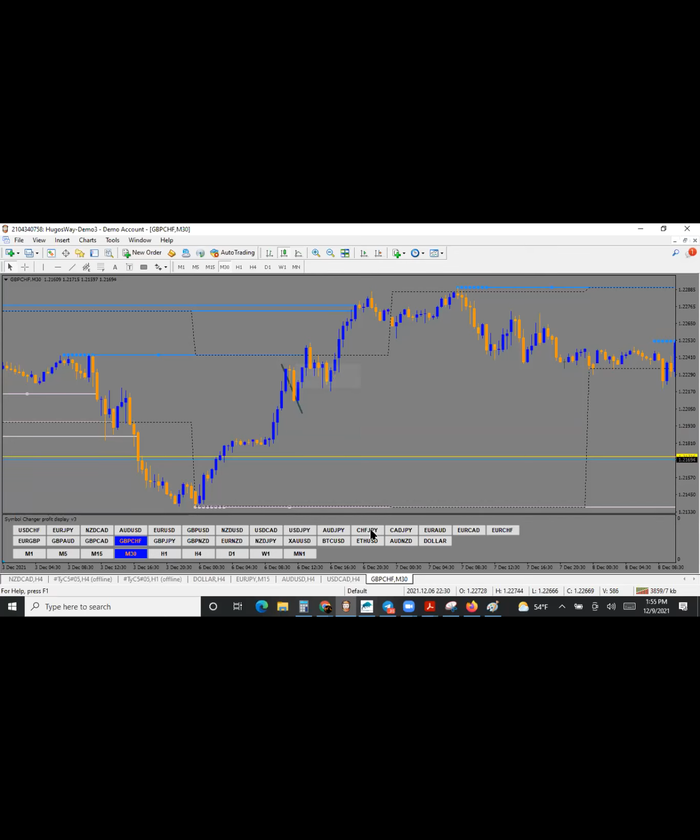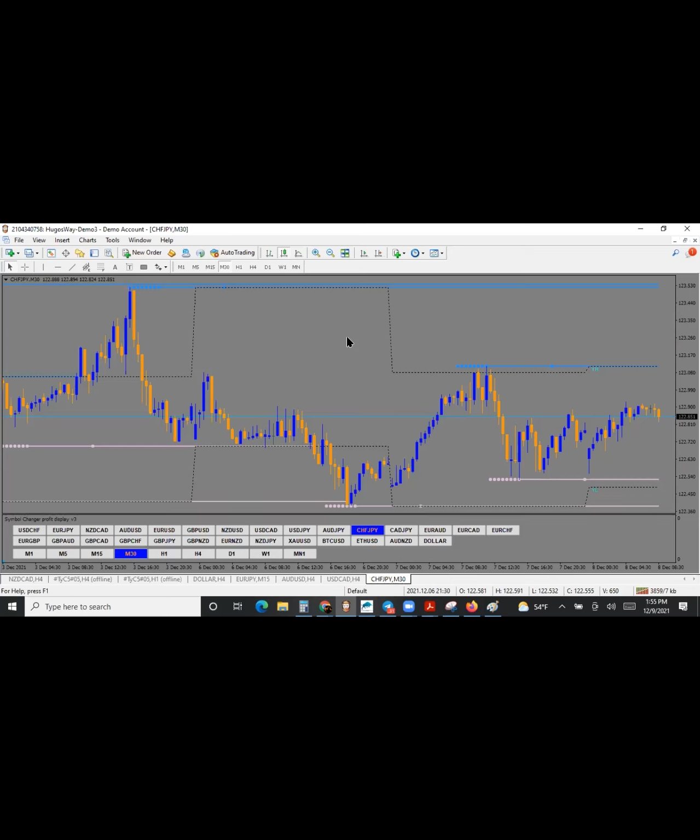Let's see Chef JPY. Say you want to buy Chef JPY. You would have gotten one buy here, and then it hit your stop loss. Then you got a second buy, and then you made back your money. It's as simple as that.